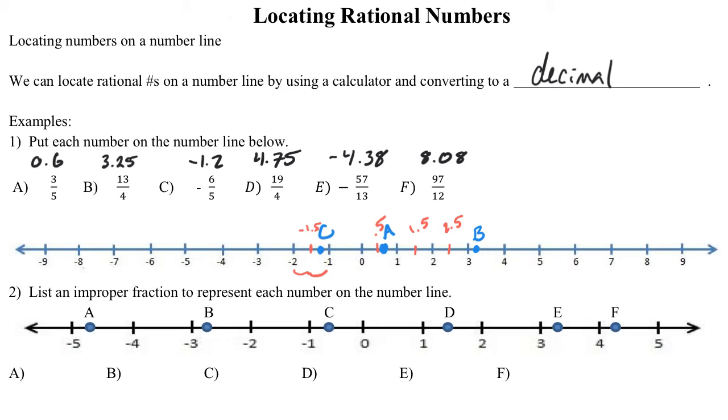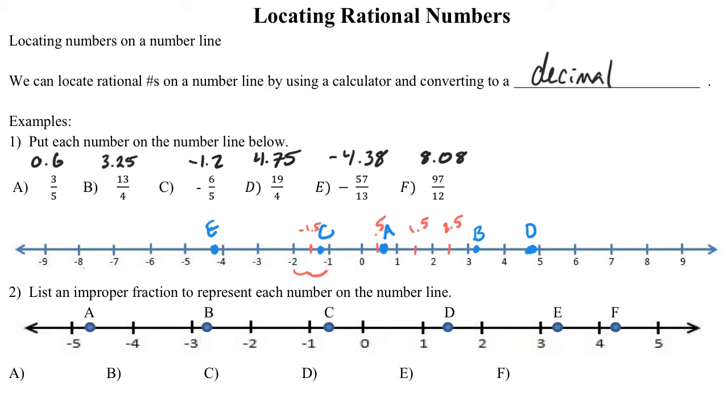Okay, so let's keep going. 4.75. So that's in between 4 and 5. 4.75 is closer to 5 than it is to 4. That's going to be our D. Negative 4.38. So that's going to be in between -4 and -5, and it's going to be closer to -4. So we just want to make sure that we're on the correct side of that halfway mark at the very least. So that's going to be our E.